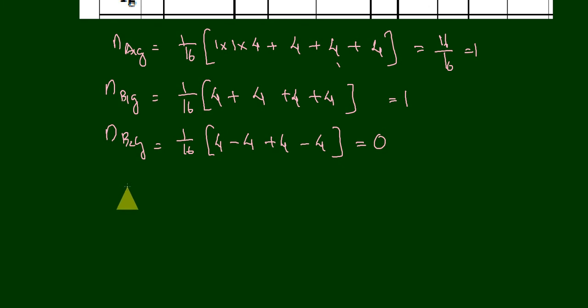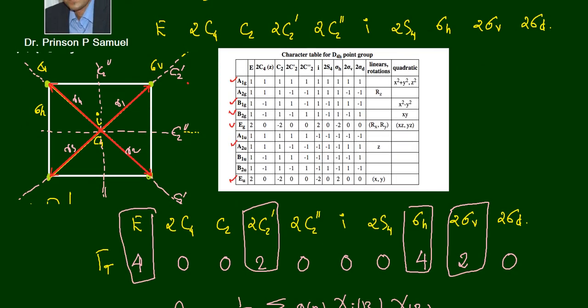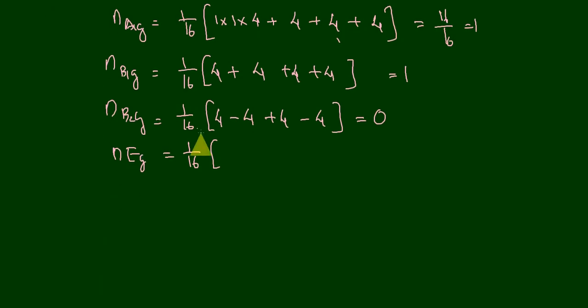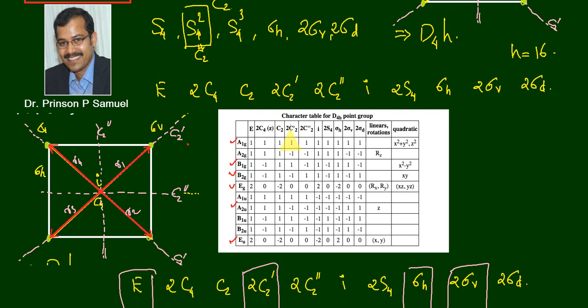Okay, and n Eg is equal to 1 divided by 16 into 8, because in the case of Eg you can see that the character belonging to E is equal to 2. This is a two-dimensional representation, so that is why it is 8 here. So 8, then all other things will become 0, and then you will have another minus 8, that is coming from here.